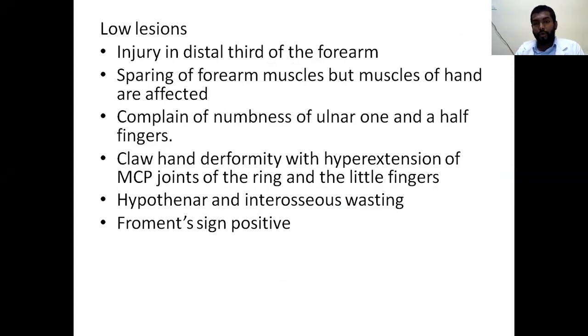There is sparing of the forearm muscles because it does not supply any muscles there, but muscles of the hand are affected. The patient complains of numbness of the ulnar 1.5 fingers. Claw hand deformity with hyperextension of metacarpophalangeal joints of the ring and the little finger is seen. Now these are the ulnar innervated fingers. There is hypothenar and interosseous wasting, and Froment's sign is positive.